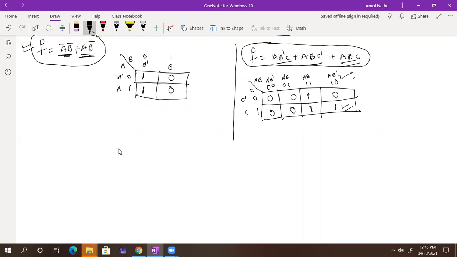Next, AB into C complement. Where is my AB? AB is here. C complement is here. So that's why I write down 1 here. For ABC, I write down 1 here. So only 3 I have, and the rest of the elements are 0.